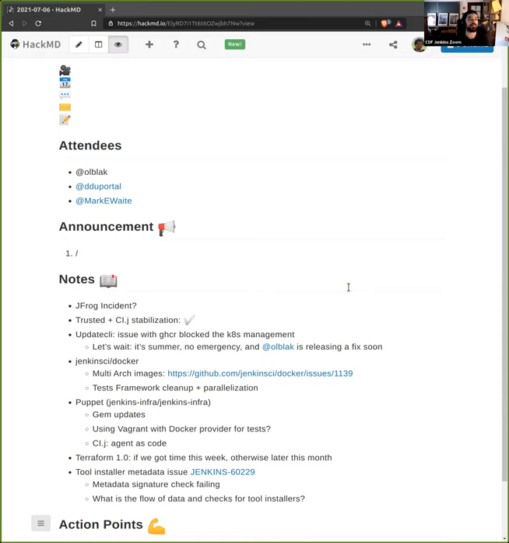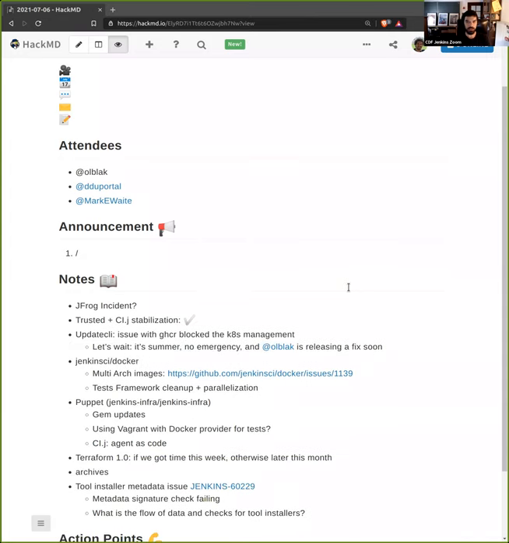So the first one is, let's go back to the JFrog incident. What happened last week while we were doing the security release? We noticed that we could not publish Maven artifacts under the release repository. At the same time, we discovered that JFrog was doing some maintenance on the service. The service was available. We could download artifacts. We could publish some plugins, but some repositories were locked.